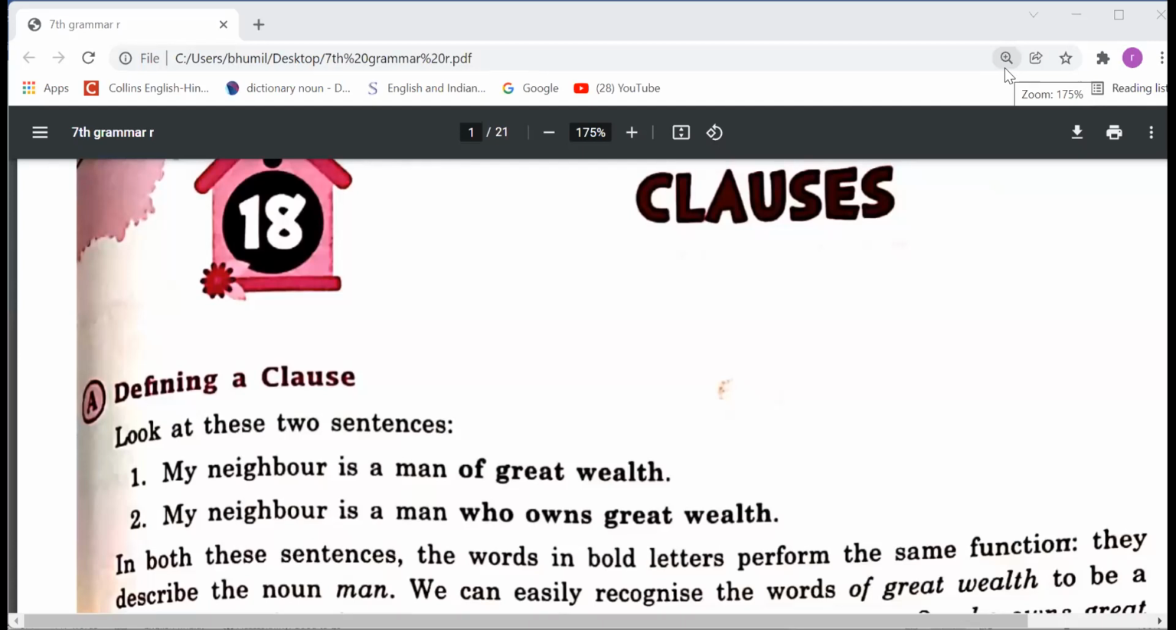Good morning, everyone. It's your English class, and today we are going to study chapter number 18 of our grammar book. That's clauses. So this chapter we are going to study, right?